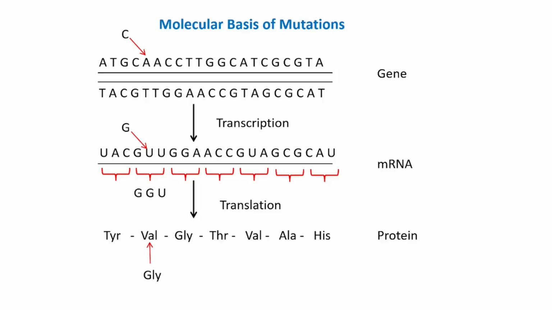Thus, in the protein, glycine is incorporated in the place of valine. This is the molecular basis of any mutation. Let us now talk about the types of mutations starting with point mutations. A point mutation is a genetic mutation involving mutations in a single base pair.